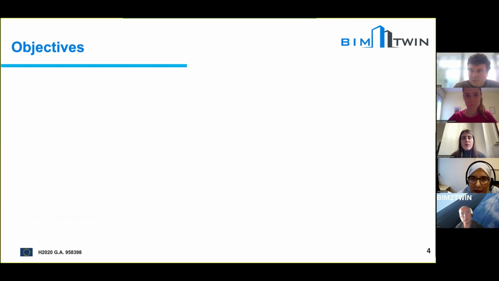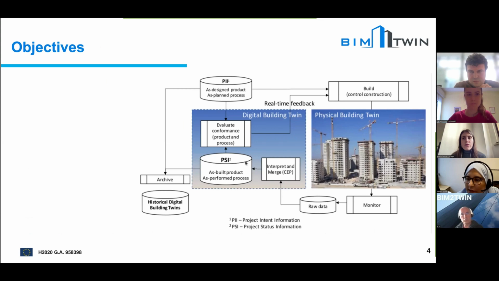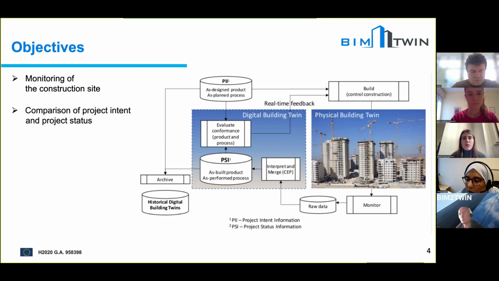So let's now talk about the digital twin construction and why we want to perform the progress monitoring in order to monitor the construction site. You can see here on the right, the physical building twin corresponds to the current construction site. We need to monitor this construction site by collecting raw data in the form of images or 3D point clouds.